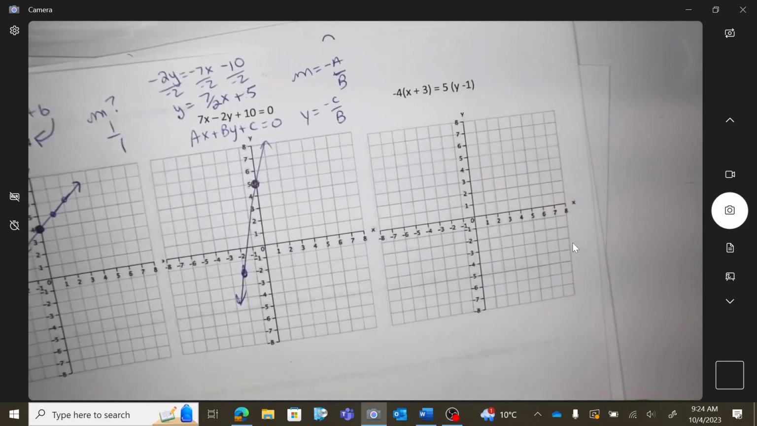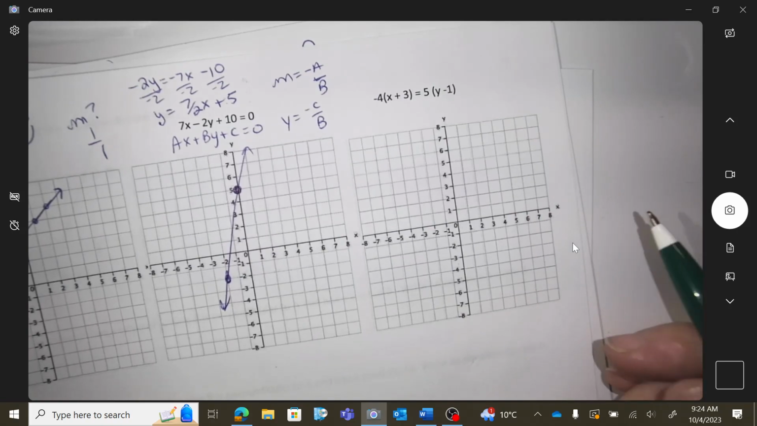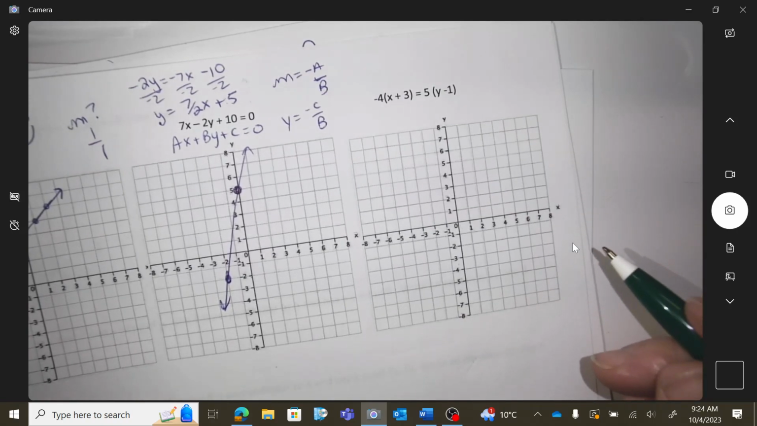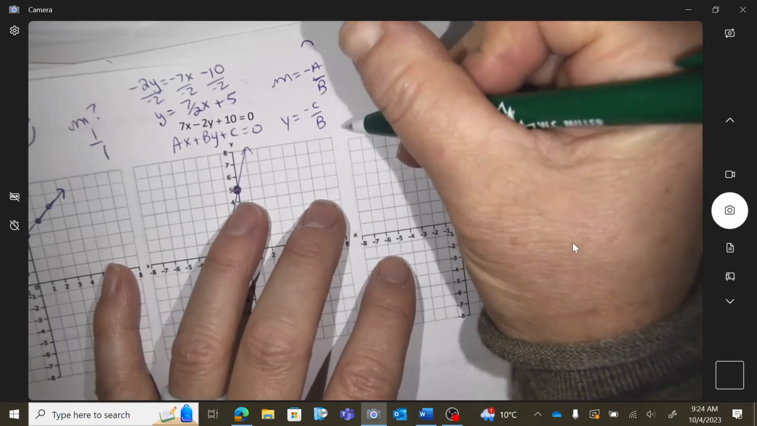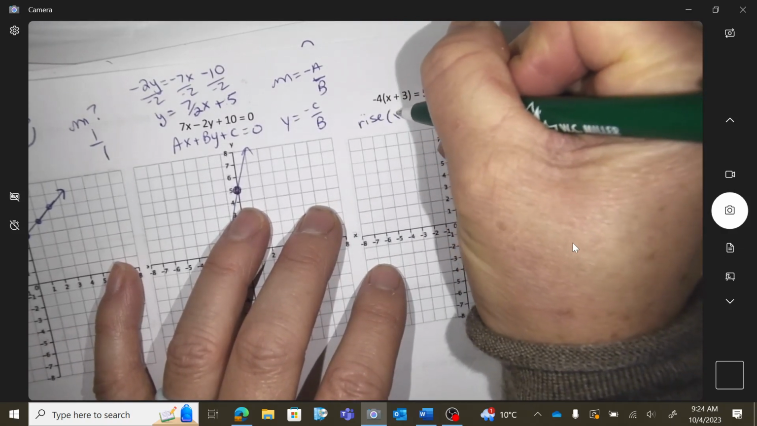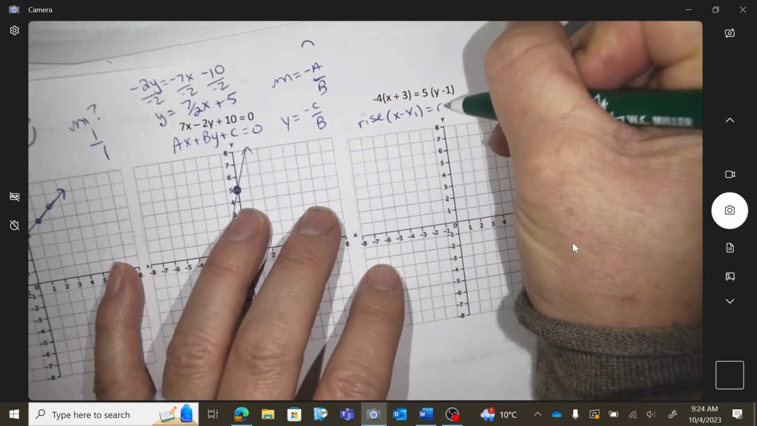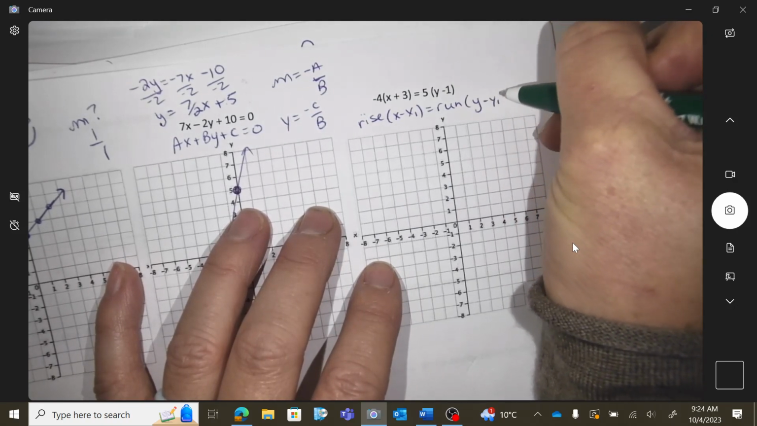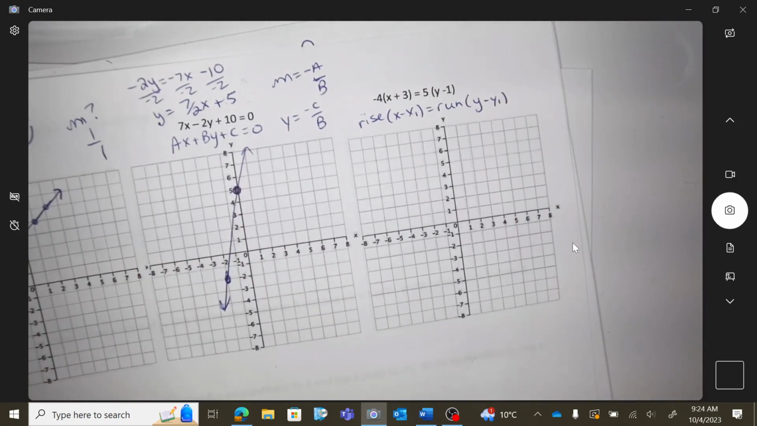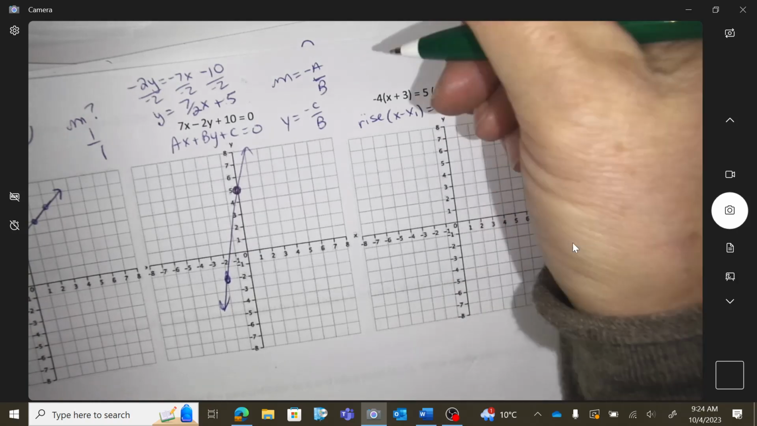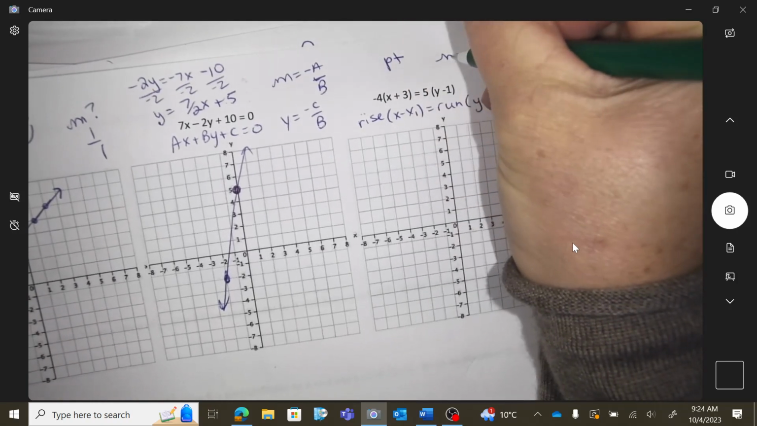Okay, the last one looks different again. So this is on your formula sheet, recognize point slope. So it would be rise. So this is what I'm looking at on my formula sheet. I'm like, okay, that's what it looks like. So I'm going to need a point and the slope.